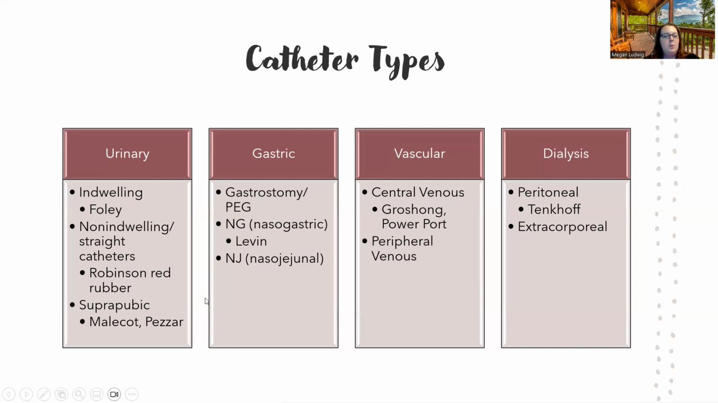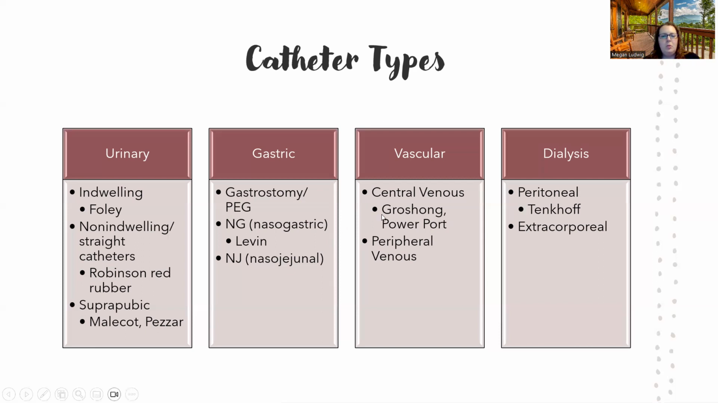And then if you're going deeper, further down the GI tract into the jejunum, that's an NJ tube, a nasojejunal tube or catheter. Okay, vascular could go into a central venous line, or could be a peripheral venous type of catheter, depending on the patient's need. Maybe they need vascular access.